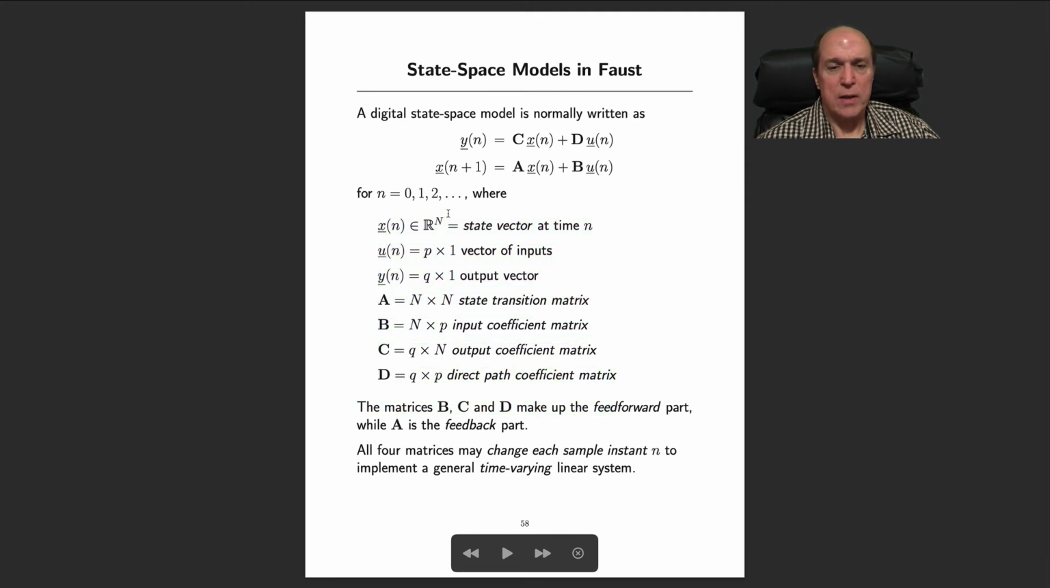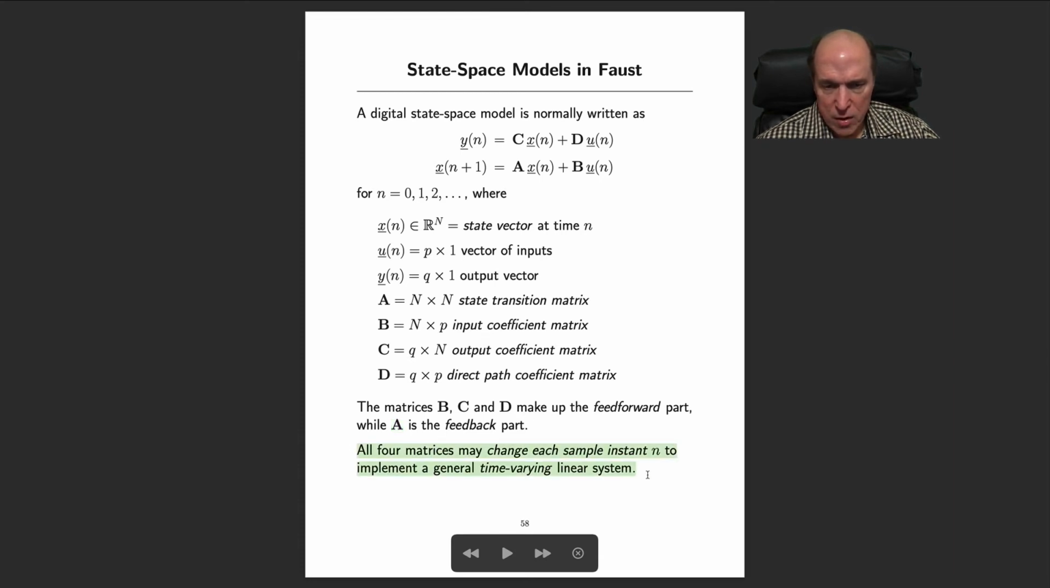And so I'll just say we have capital N states. That's the order of our system. It would be the number of poles in the transfer function of the system. And then we have any number of inputs P and any number of outputs Q. And so that forces all these matrices to have these sizes. We can observe that the matrices B, C, and D are feed-forward matrices from the input to the output. And the A matrix is a feedback matrix. Everything else is feed-forward. A is feedback.